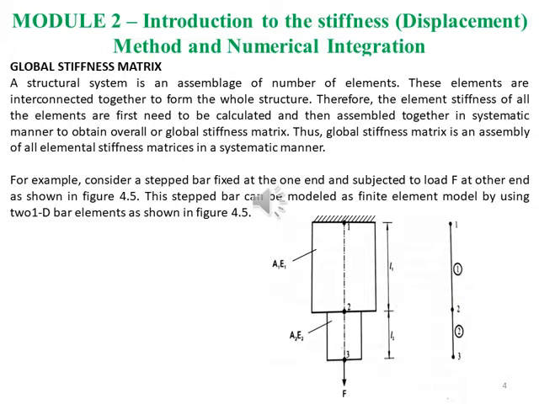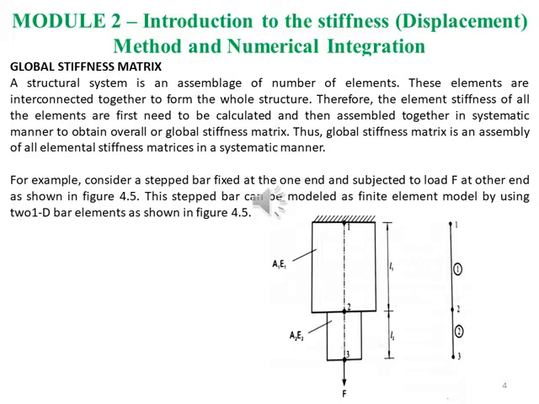So here you can see an example for an element. So this is a structural system. It is having two elements of length L1 and L2 and cross-sectional area A1, A2, modulus of elasticity E1 and E2. So a structural system, whenever we are considering, it is an assemblage of a number of elements. It will not be of a single element. It will have multiple elements, two or more elements. So these elements are interconnected together to form the whole structure.